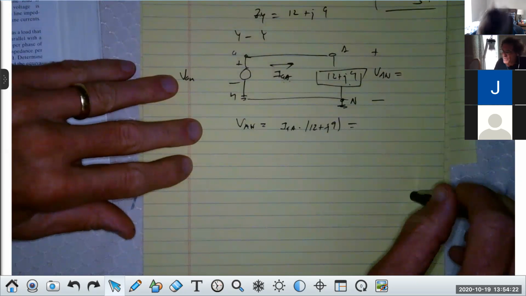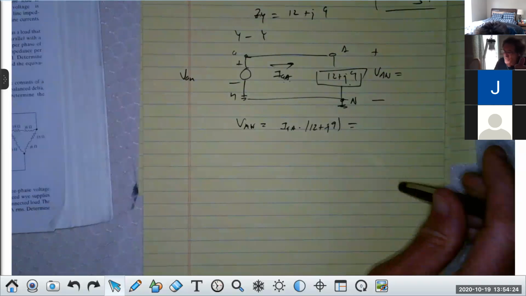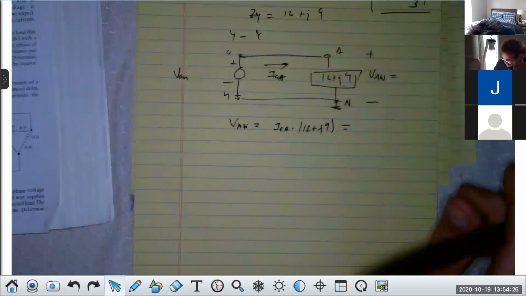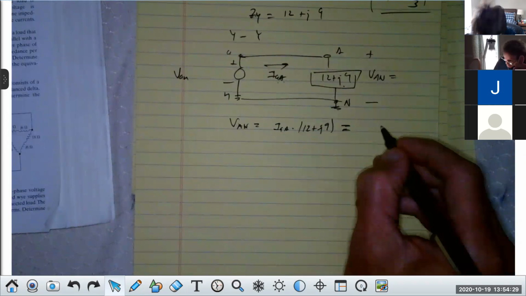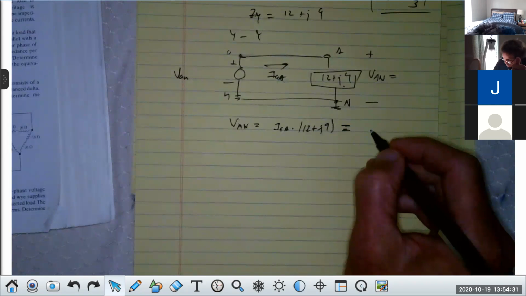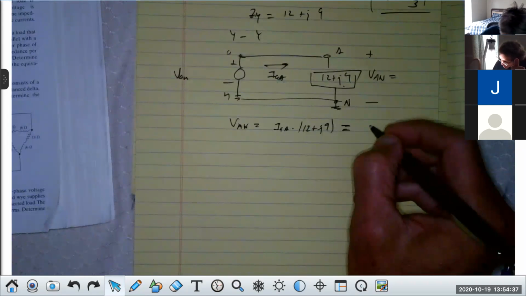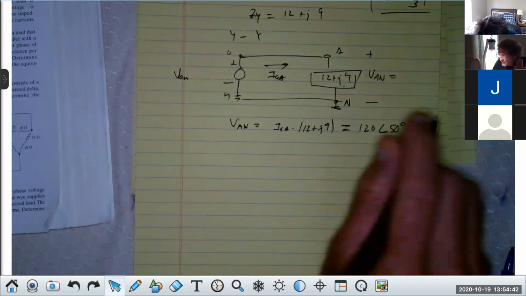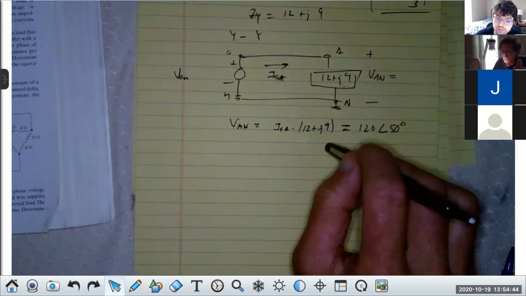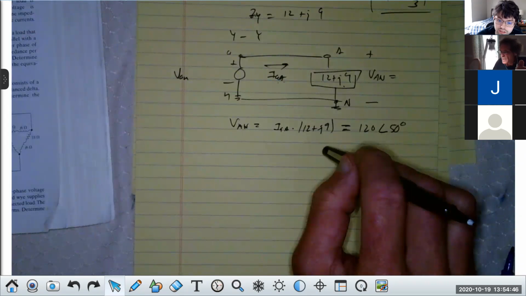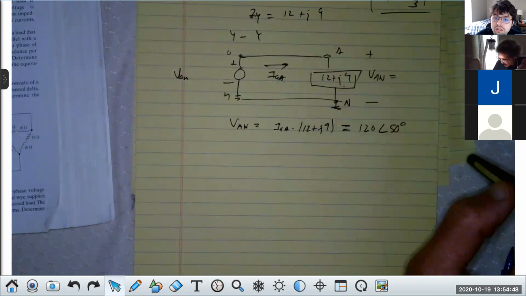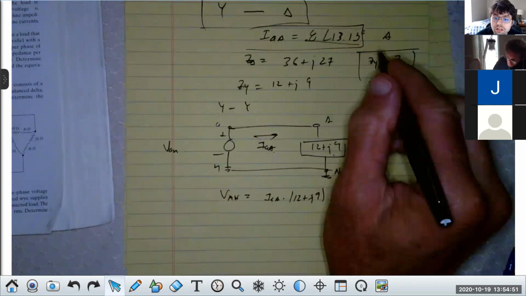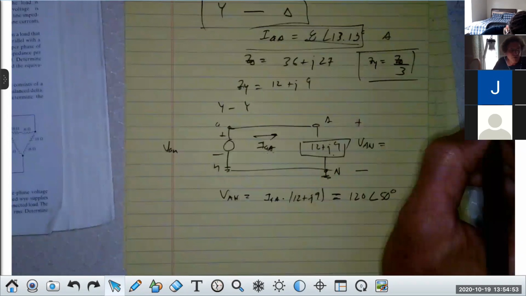Yes. To the left, people? Yes. Believe me, I'm doing you a favor here. All right, now, if you want to, you can give me that, but it's not necessary. I can do it, but I mean, 120 at an angle of 50 degrees. Anybody confirm that? Thank you. What was the current? It's 8 at 13.13 degrees.